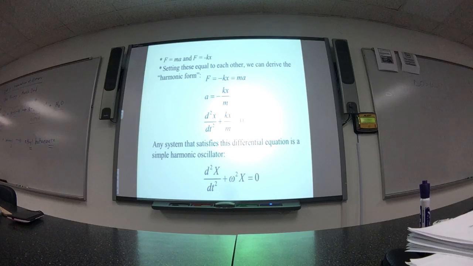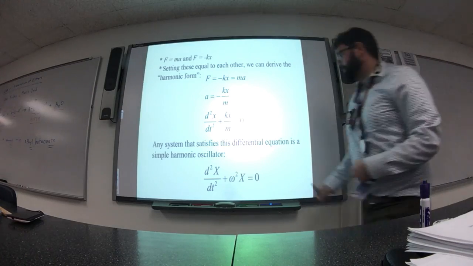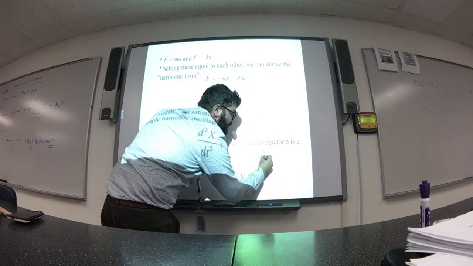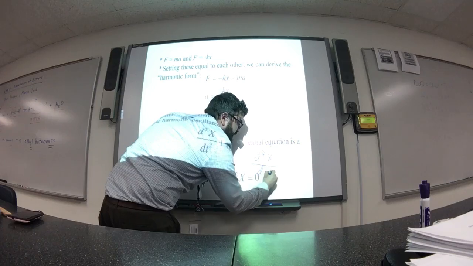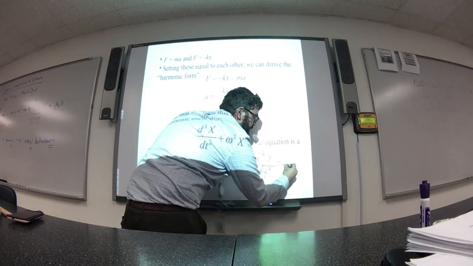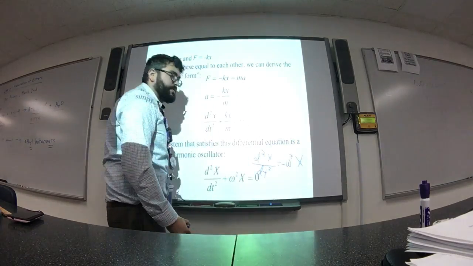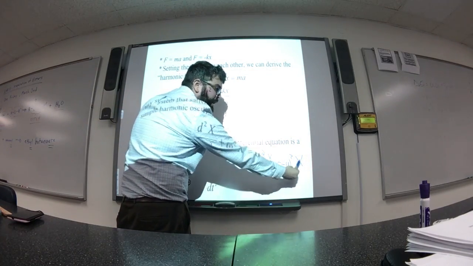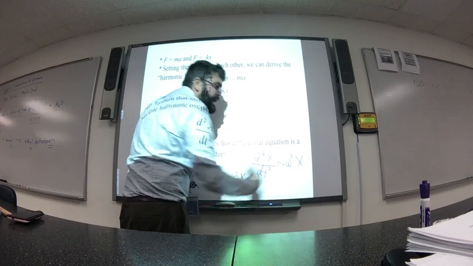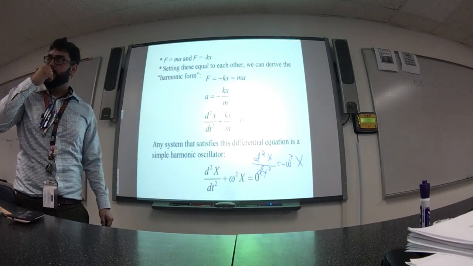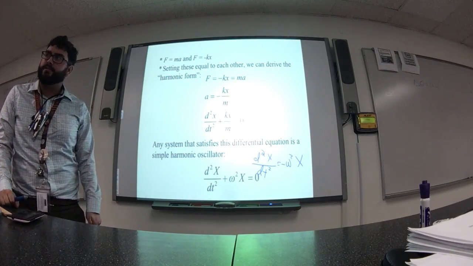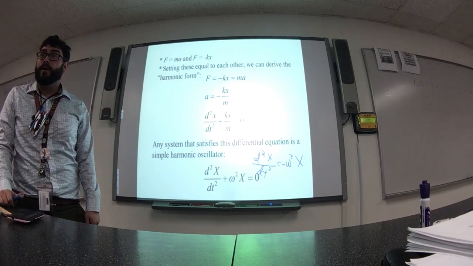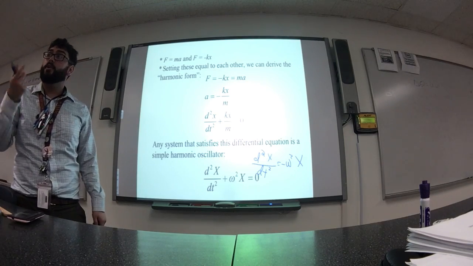Why did you say itself? Well, if I bring this term to the other side, I'll get d2x over dt squared equals negative omega squared x. So take the derivative of x twice, and you'll end up with some coefficient times the function x. So what function can you take the derivative of twice and end up with the same function, where the only difference is a coefficient?